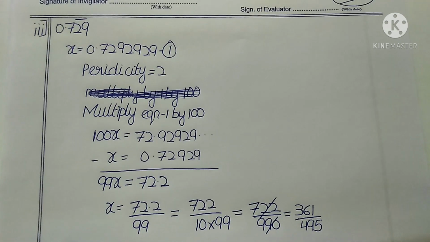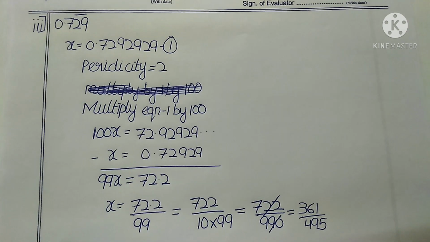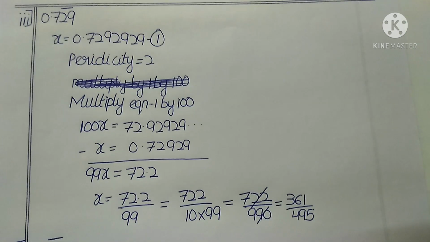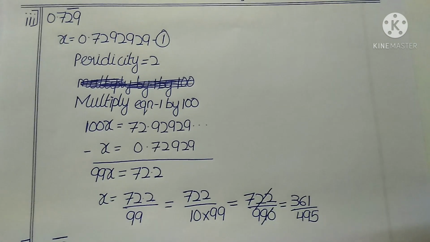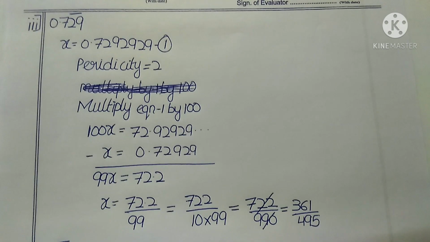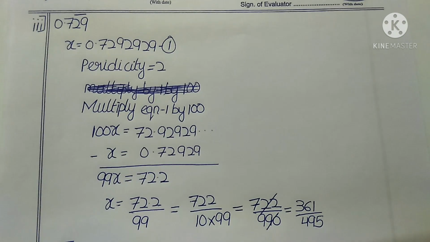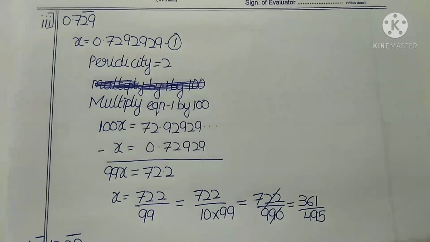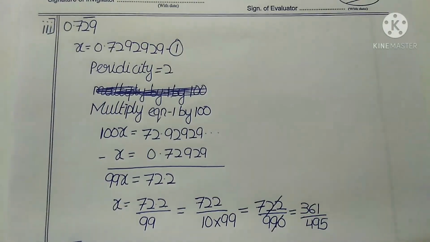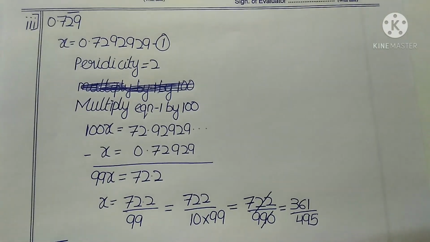So we should multiply equation 1 by 100. By multiplying by 100, we will get 100x equals 72.92929. And here we should subtract equation 1 from equation 2. So 100x equals 72.92929 minus x equals 0.72929. By subtracting these, we will get 99x equals 72.2. By transposing 99 to the right side, we will get x equals 72.2 by 99. By calculating, we will get 361 by 495.